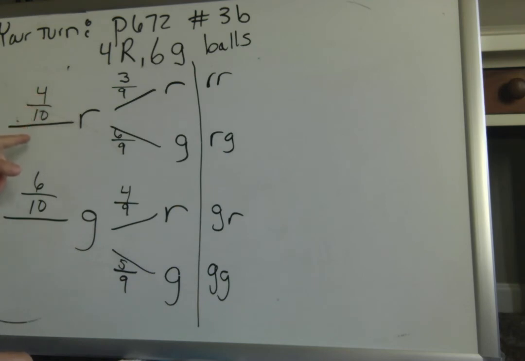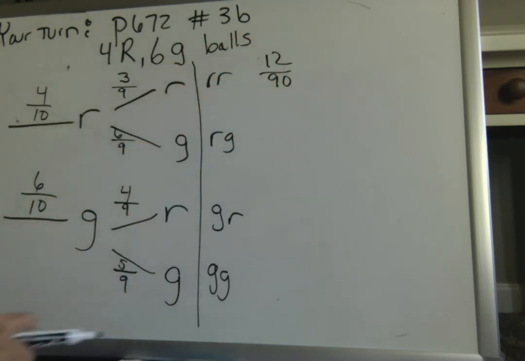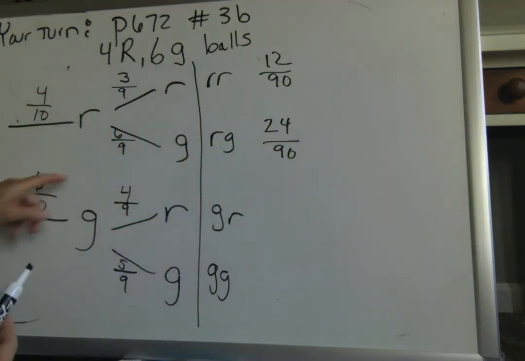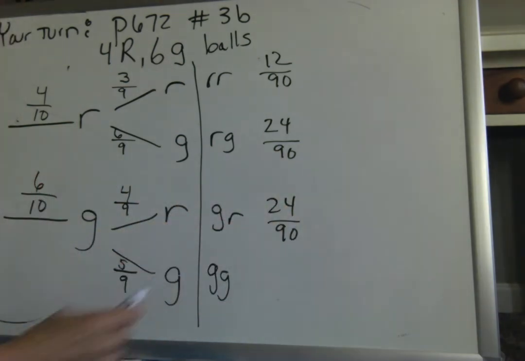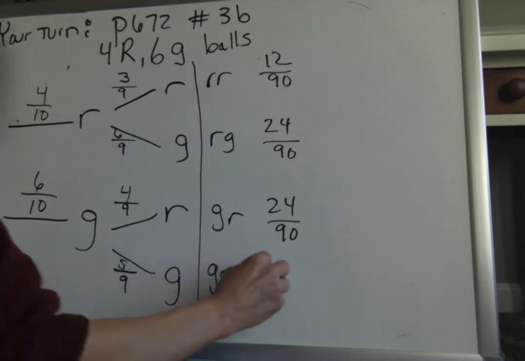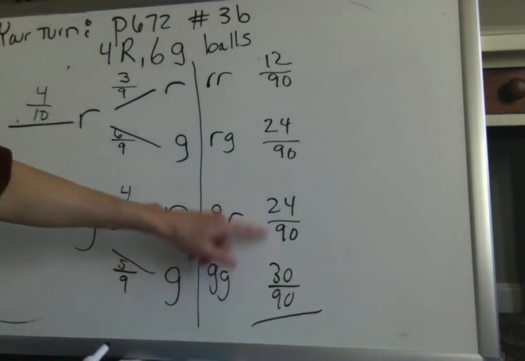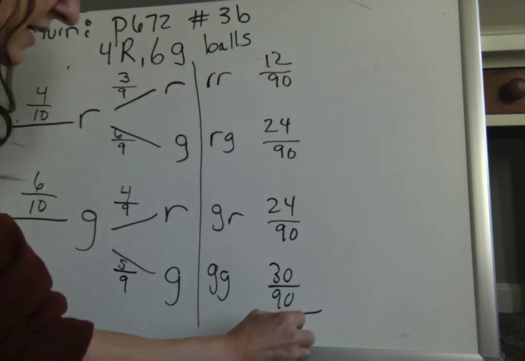Now we just have to multiply the fractions. Remember, you're just multiplying numerators and denominators. 12/90ths. We can reduce later. 24/90ths. Awkward to say. 24/90ths. 30. And I'm going to check my work again. 54, 64, 74, 78, 80, 90. Yes, that is 90 out of 90.